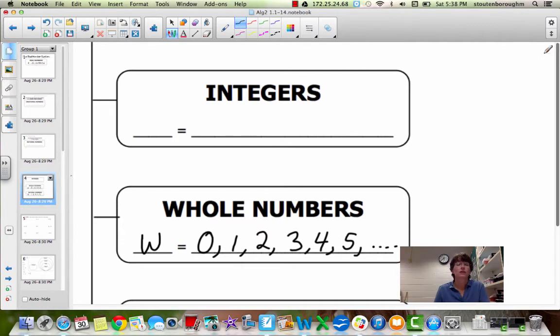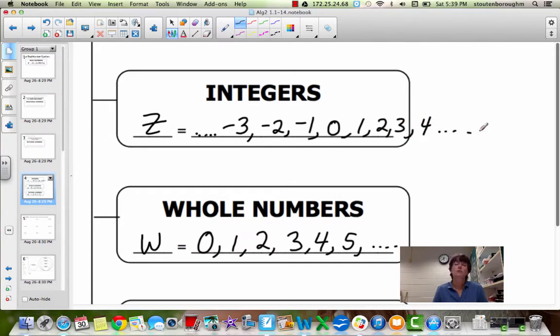Okay, so the next step, we're going to add to those whole numbers, and they're going to become integers. And we're going to let the variable Z stand for our integers. Integers are going to take the whole numbers, and they're also going to include negative numbers. So we come from negative infinity up to negative 3, negative 2, negative 1, 0, 1, 2, 3, 4, ... Keeps going on and on. But at this time, now it goes in both directions, the negative direction and the positive direction.